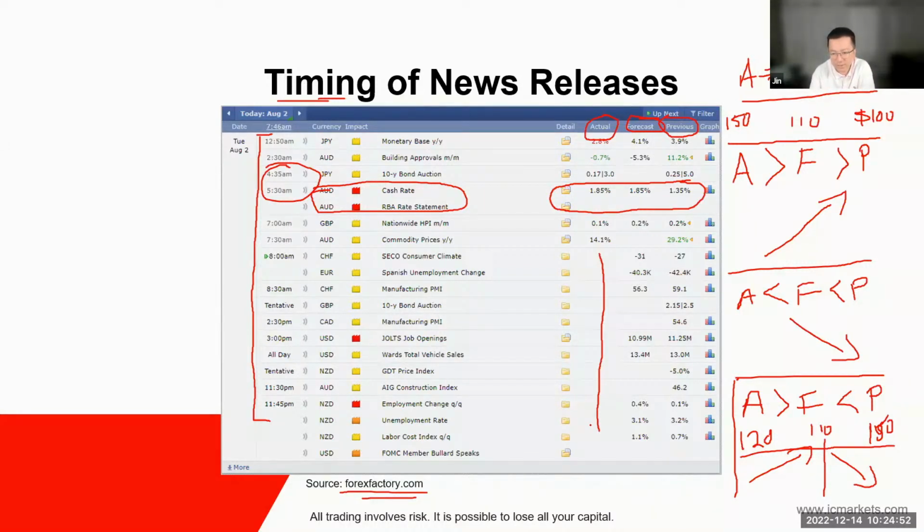Camila, does that answer your question there about the AFP? Fantastic. Good stuff.